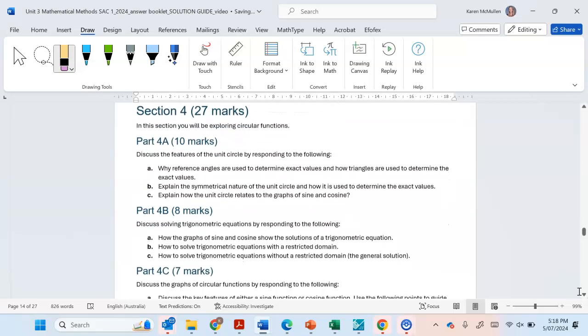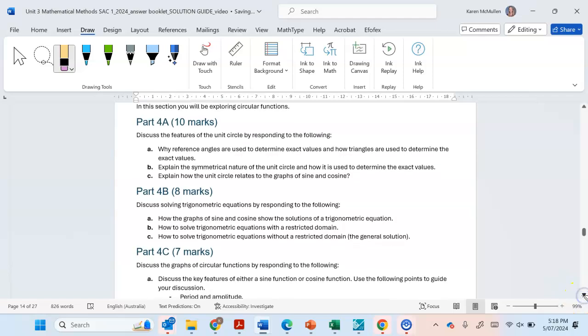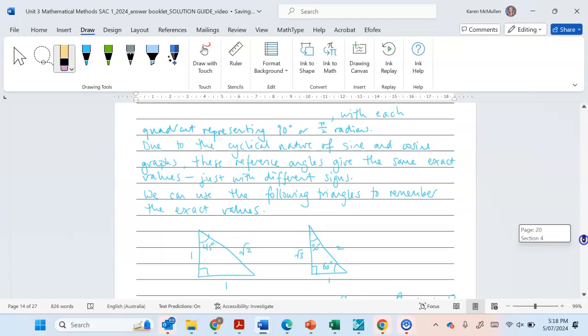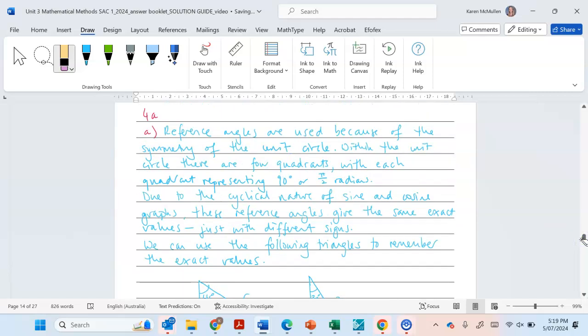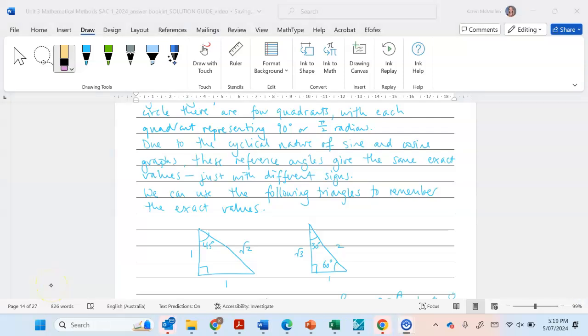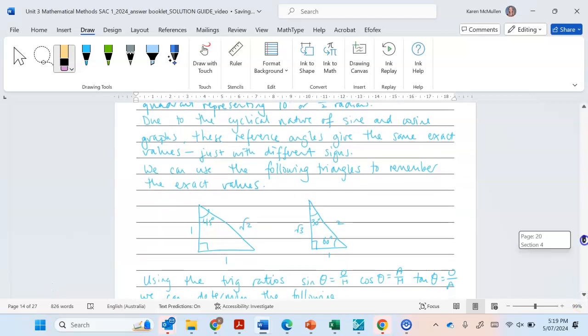Section 4. We're looking at circular functions now. I'm not sure whether it was just a matter of running out of time, but some parts were quite rushed. I think the first part talked about these triangles. Some students just put these triangles down but didn't actually explain how you use them to get exact values. I required that, and if you gave an example, that was great.